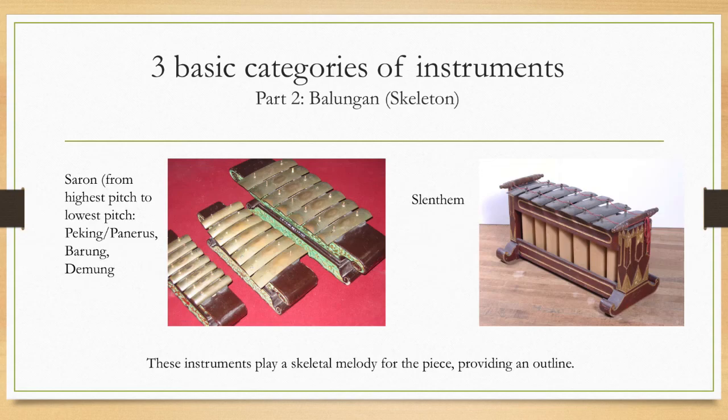In the next category, we have the balungan instruments. On the left here, we have the saron, which are from high to low: peking, saron barung, and saron demung. Following that, we have the slenthem. These instruments play a skeletal melody for the piece, providing a rough outline. So this is a really stripped down melody.